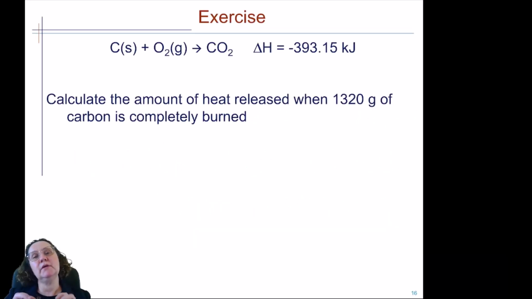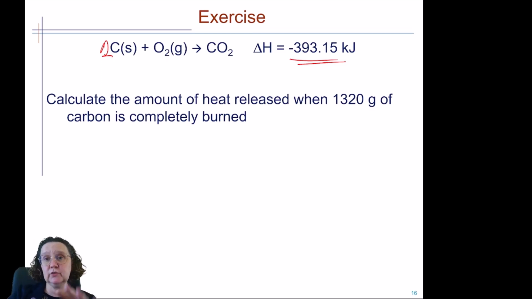So hopefully you remember that equations tell us about moles, not about grams, at least not in an easy way. So if I look at the equation, I see that 1 mole of carbon produces 393.15 kilojoules of energy. So if I know how many moles of carbon I've got in the question, then I will know how much energy they are going to produce. So I need to convert my 1,320 grams of carbon into moles of carbon. And I do that by using the formula and using the molecular mass of carbon.